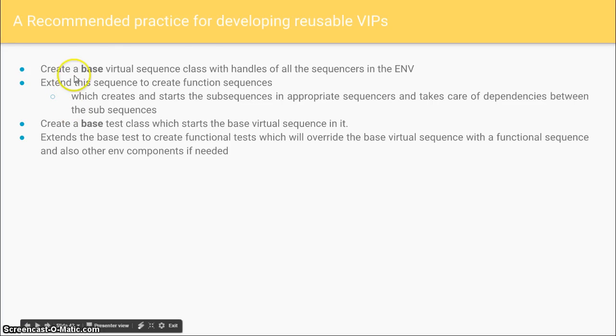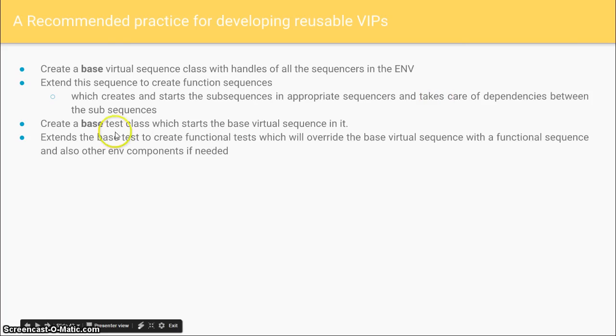The first is you should create a base virtual sequence which only has the handles to all the sequences in the environment. The second point is to always extend from this base virtual sequence to create your own functional sequences, which will create and start the subsequences in the appropriate sequencers.